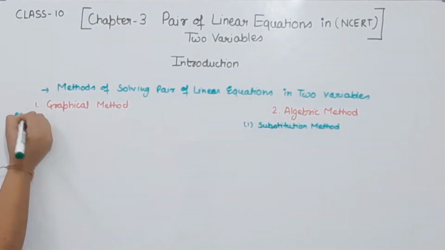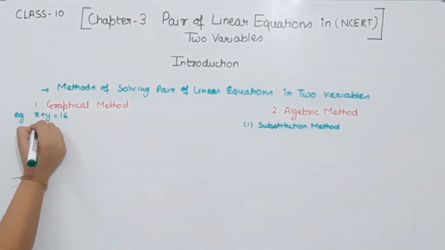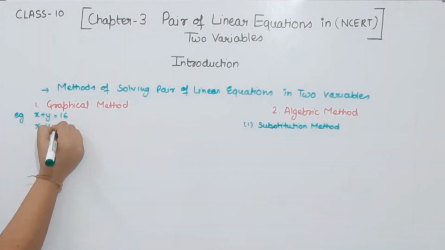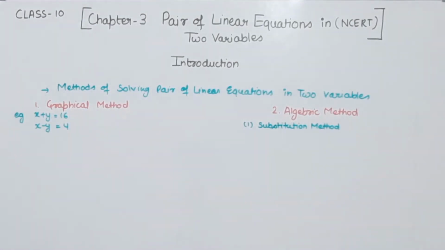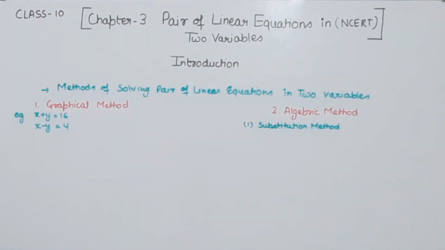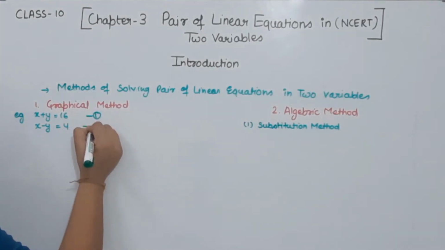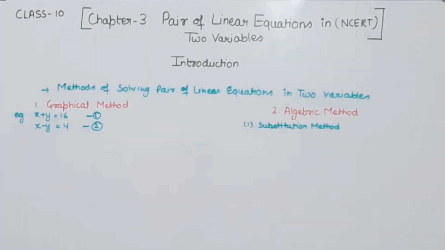So we will have the equation x plus y is equal to 16, and the second equation we are having is x minus y is equal to 4. Now the name says substitution method. That means we are going to substitute the value of one in the second one. So this one we are having is equation number 1 and this one is equation number 2.